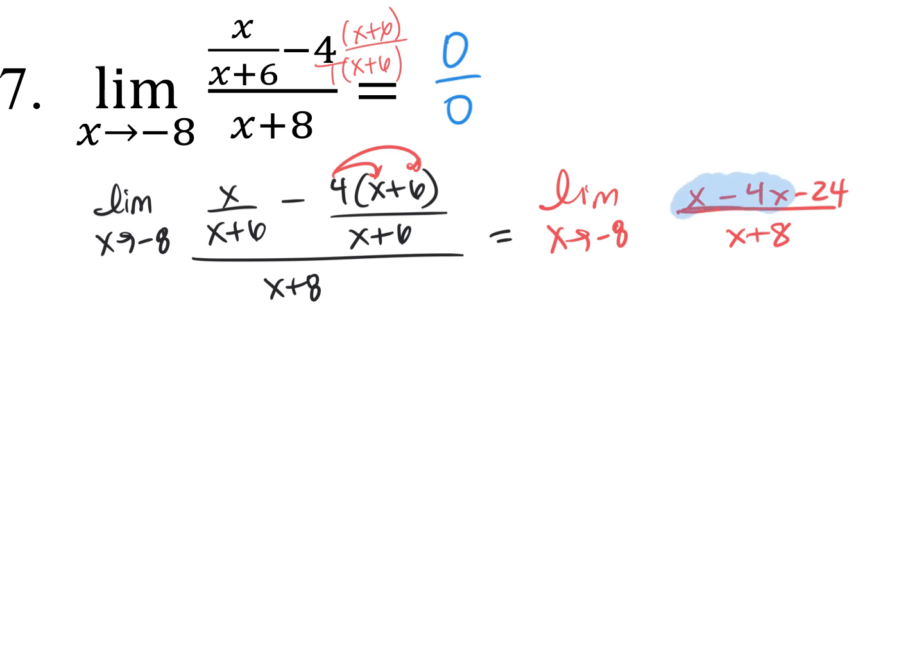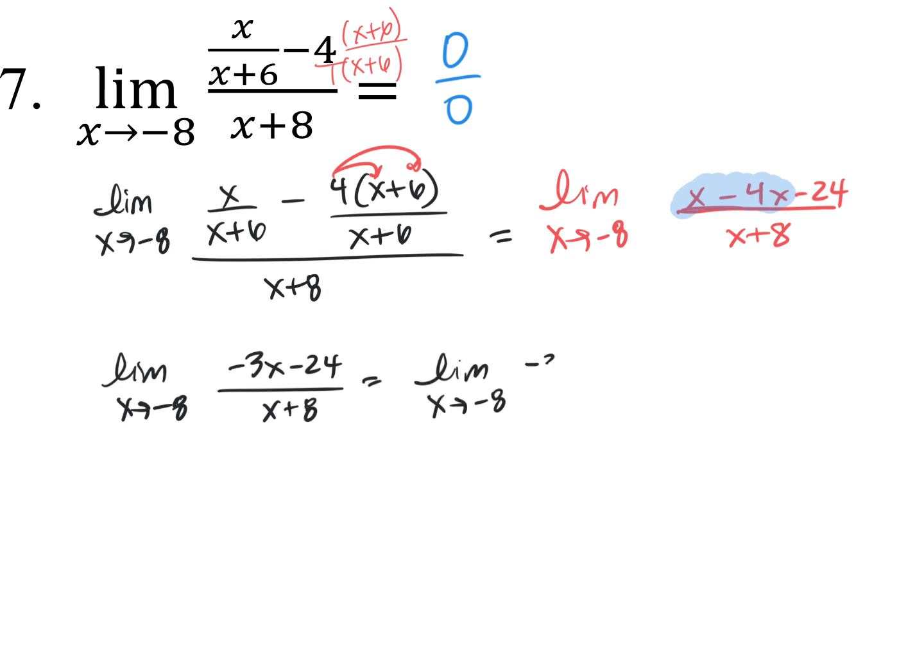So we got the limit as x approaches -8 of -3x minus 24. If I plug in a -8 right now, I'm still getting 0 over 0. Could I factor anything out of that top? Yeah, let's take a -3 out. If I take out a -3, what's left is x plus 8. Is that helpful? Yeah. What's on the bottom? X plus 8. What's that limit going to be?